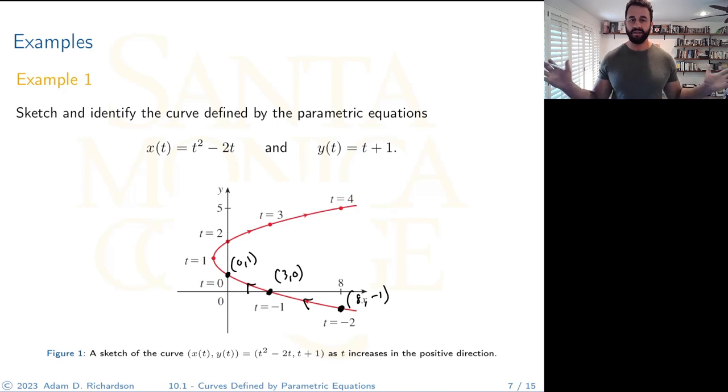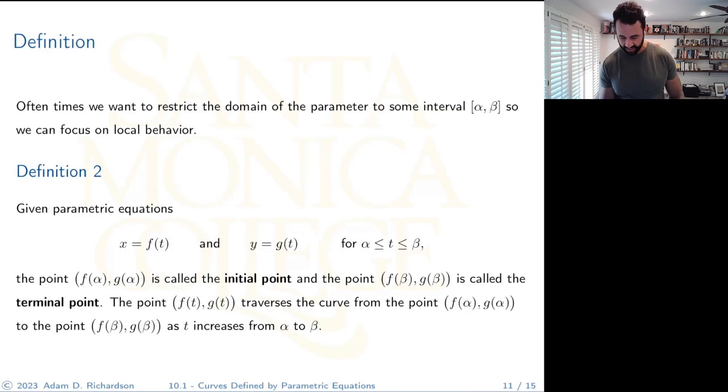So t could be any number from between negative infinity and positive infinity, right? There's no restriction on the parameter. A lot of times we do want to restrict the parameter. We don't want to let time go on forever. We want time to be bounded above and below. So we can do that by just restricting the parameter. So we have the same definition, but now we only let t vary between these two numbers, alpha and beta.